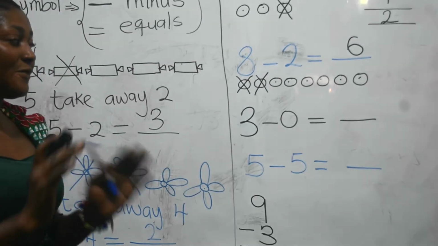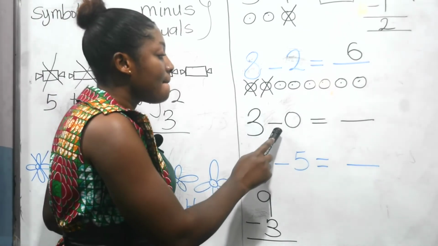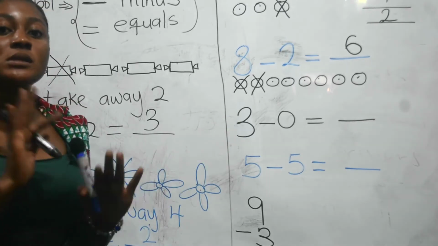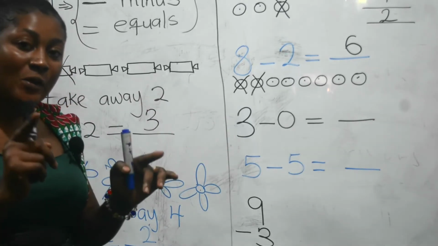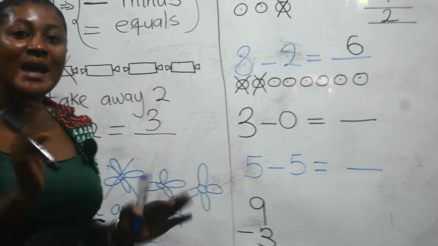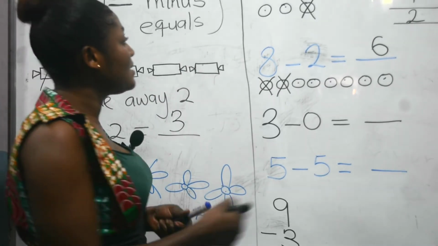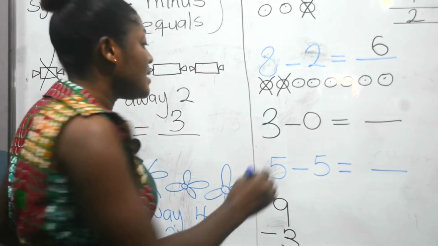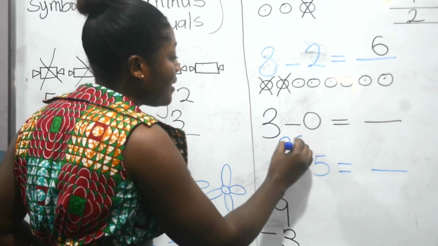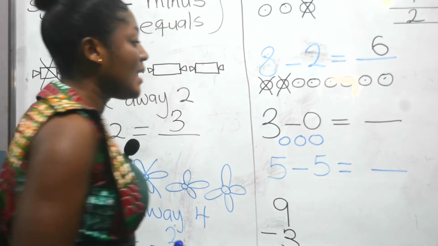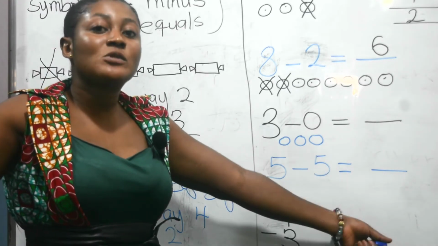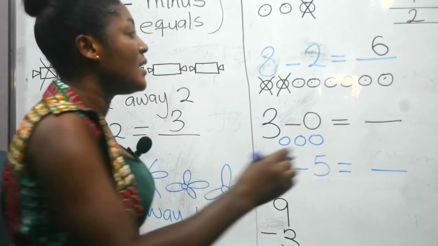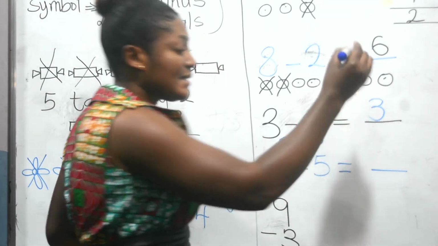This one is different. We have 3 minus 0. And note that when you see 0, 0 means nothing. So we are going to draw our 3 small circles. Okay. So now let's draw them. 1, 2, and 3. And 0 means nothing. So I'm not going to cross anything. Okay. So the answer will be 3. Then you write your 3 there nicely.